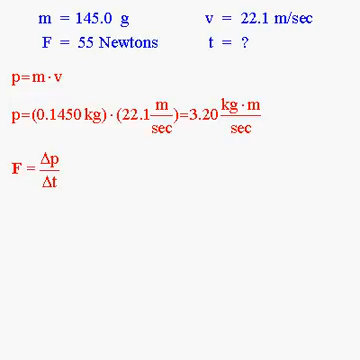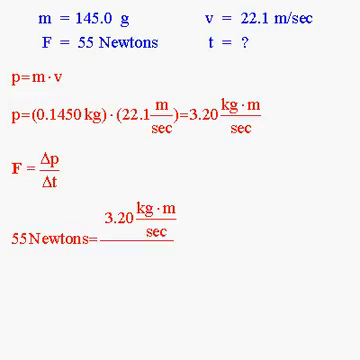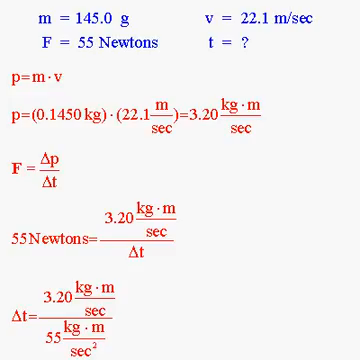I don't need direction. So I'm just going to drop it and say that delta P is 3.20 kilogram meters per second. So with that in mind, force is 55 newtons, delta P is 3.20 kilogram meters per second, and delta T is what we're trying to figure out. We solve for delta T by multiplying both sides of the equation by delta T and then dividing by 55 newtons.